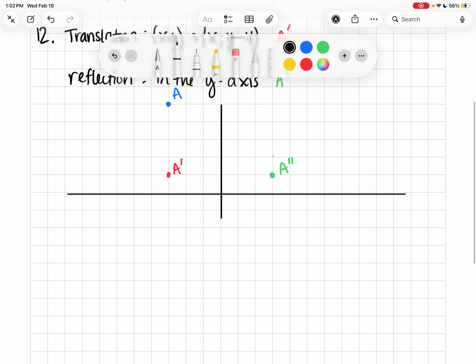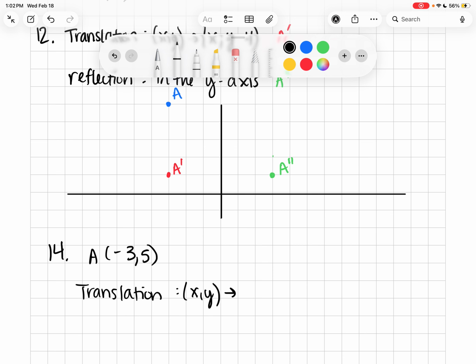Uh, 14. So we have the same A point, the negative 3, 5, and then it says it's a translation xy to x minus 6, y minus 1, and then it is a reflection in x equals negative 1.